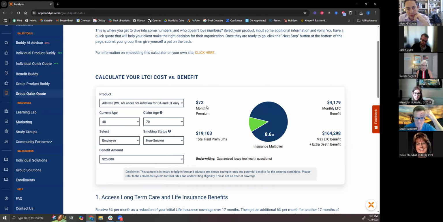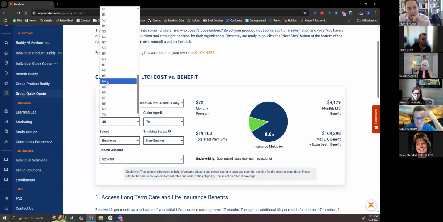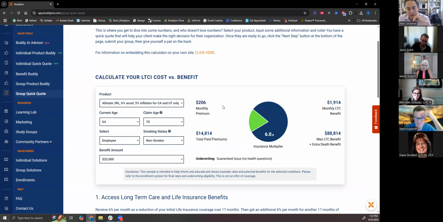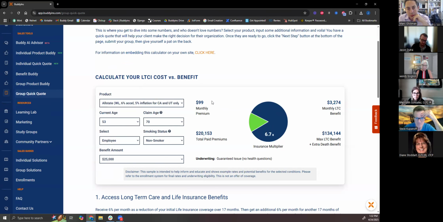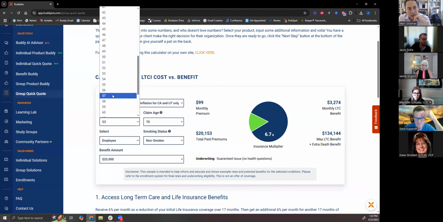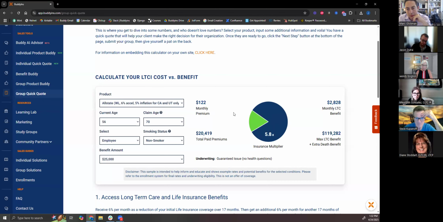If we look at a 48-year-old, we're looking at 72 a month. We look at a 64-year-old, we're running about 206 a month. And even if we look at just 53 and 56, we've got 99 a month and 122 a month. And when you add those all up, we get about $500 a month for that group. I get it. It's very appealing.